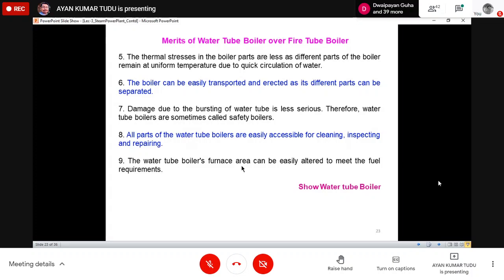I think you can understand that one. And the water tube boiler's furnace area can be easily altered to meet the field requirements. Yes, because the heating surface can be altered, so the furnace area definitely can be altered, and if the furnace area can be altered, then it can easily meet the fuel requirements. So can you tell me now? Obviously, it is written in the next slide, but can you tell me what should be the demerits of a water tube boiler?